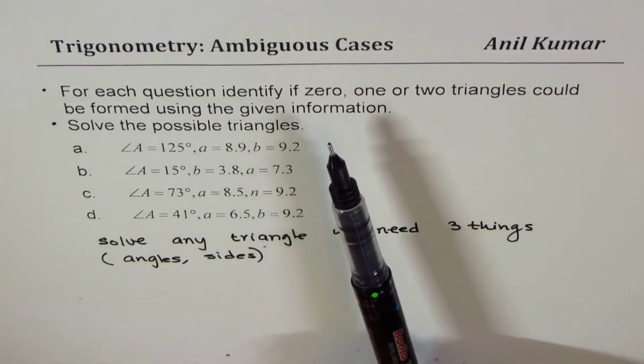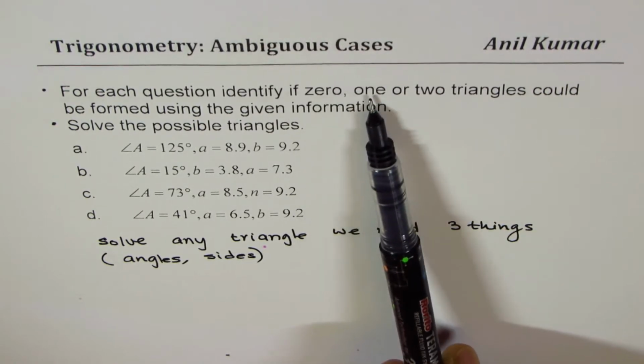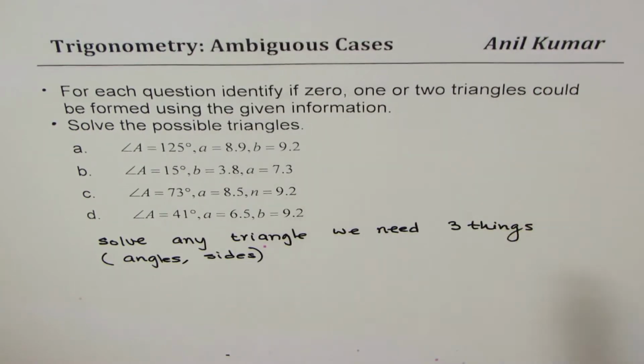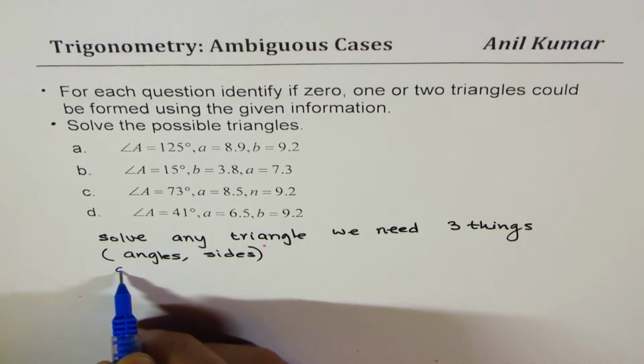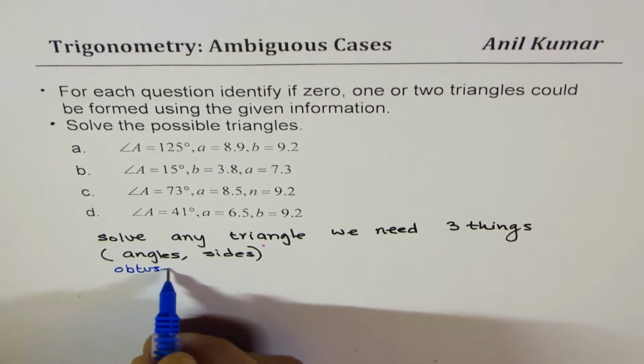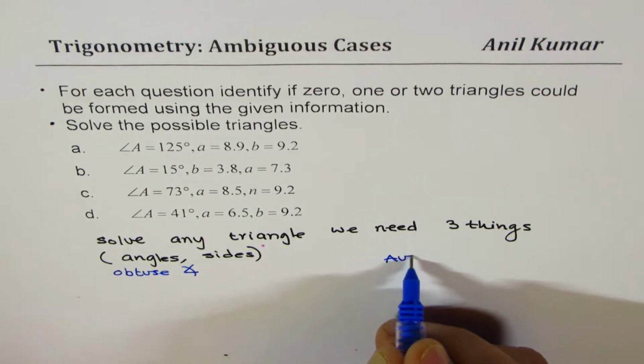Now, what are the cases when a triangle cannot be formed? What are the cases when we get only one triangle? And what are the cases when we get two triangles? Let us understand that also before getting into it. Now, we could have an obtuse angle as given here in A. So we could have two cases, one obtuse angle, the other with an acute angle.